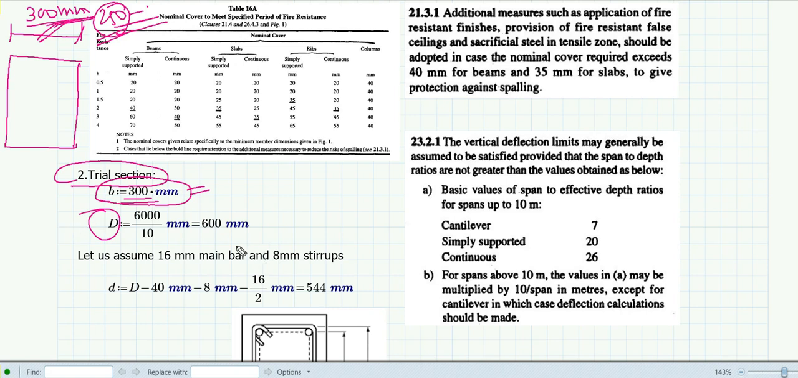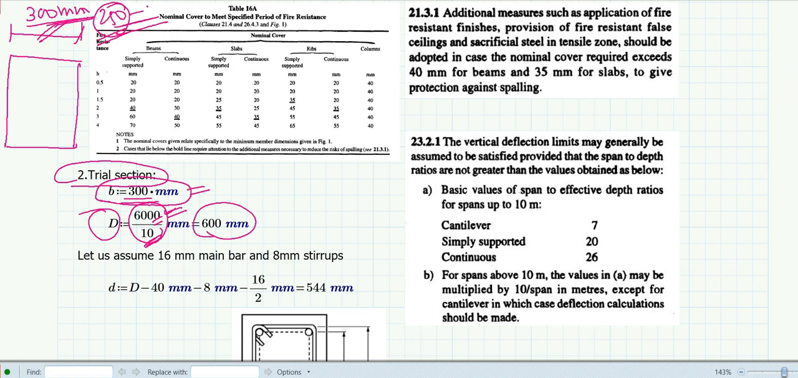It is generally a thumb rule. It's not a very specific rule. It's just from the designer's perspective, a thumb rule that we can use. If you take the ratio of the span divided by 10, whatever thickness you get, you assume that to be the depth of the section. It's just a thumb rule.